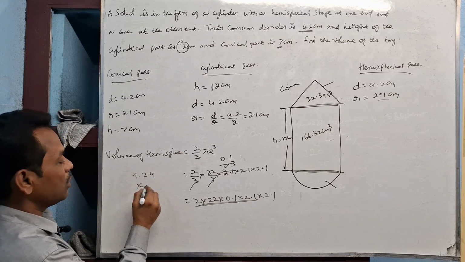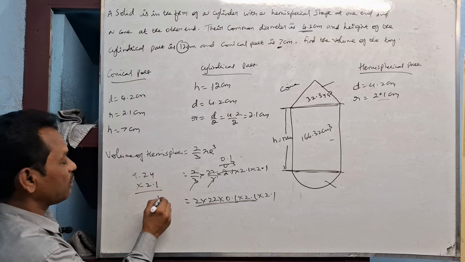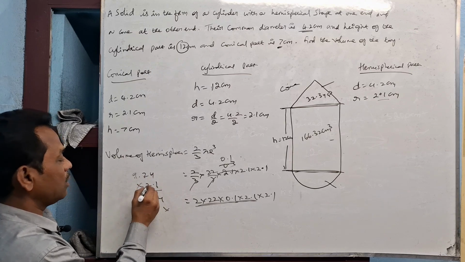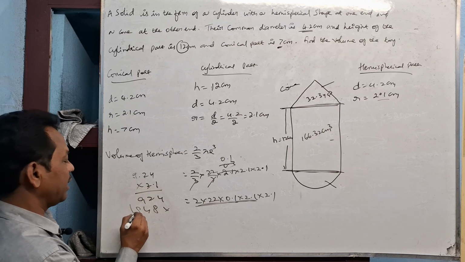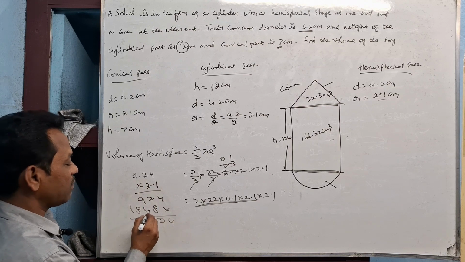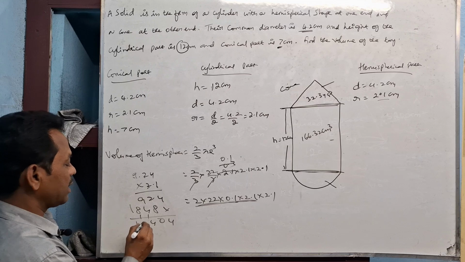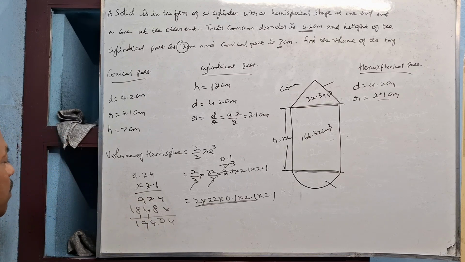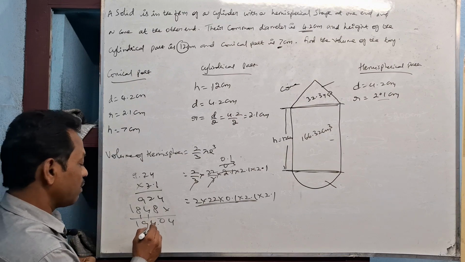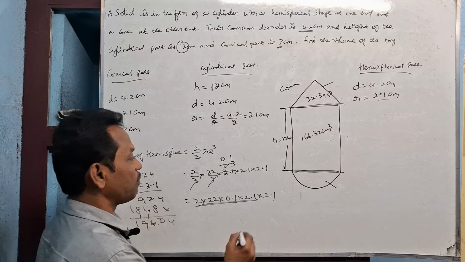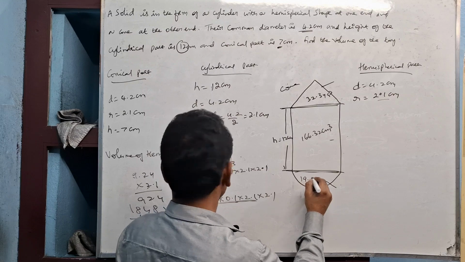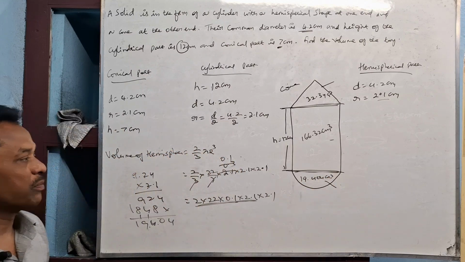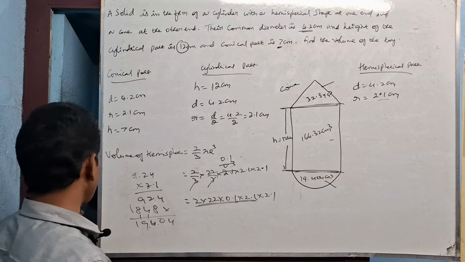9.24 into 2.1 gives 19.404. Here we get 19.404 centimeter cube. Did you understand? So we got all the volumes.